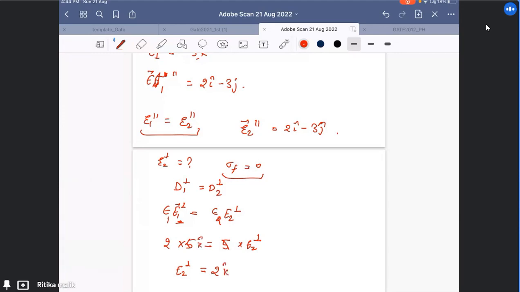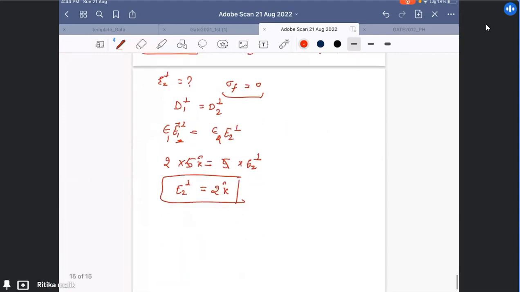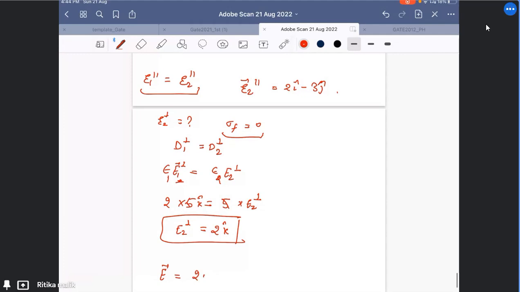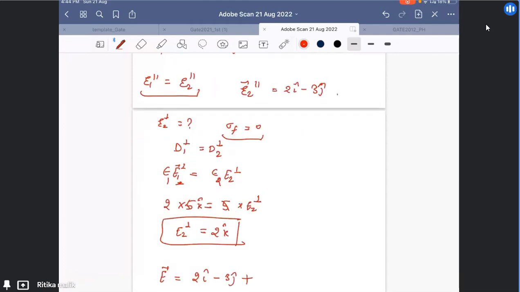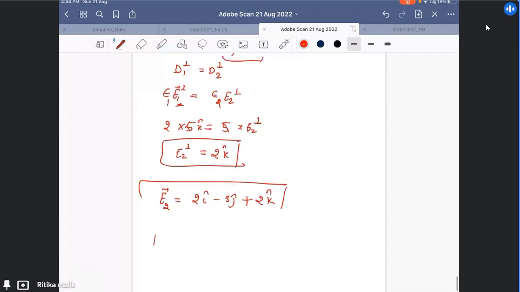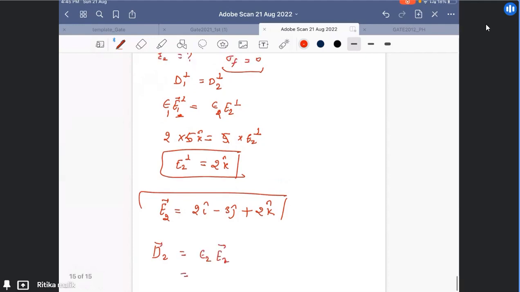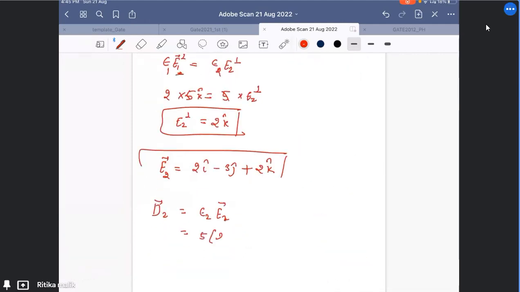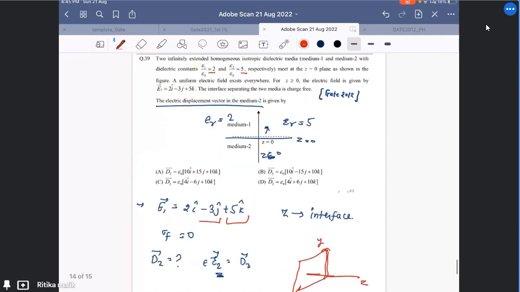That is in the k-cap direction. So our total E vector is the parallel component 2i minus 3j plus the perpendicular component 2k. This is our E2 vector. We have to find the D2 vector. D2 is epsilon 2 times the E2 vector. Epsilon 2 is 5, so we multiply by 5: 5 times (2i minus 3j plus 2k) becomes 10i minus 15j plus 10k. So this is the answer.